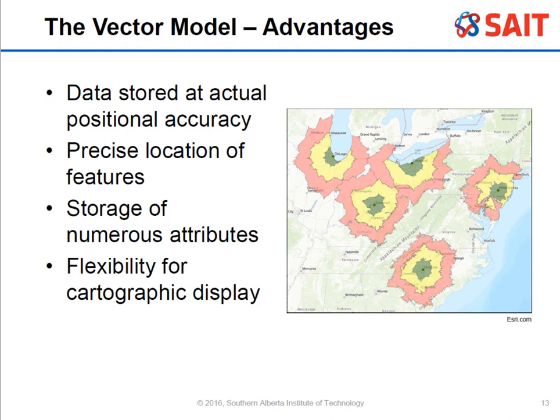Then there's the storage of numerous attributes. So that is a great benefit of the vector model. If I'm trying to do some sort of classification of data, if I can find multiple attributes of a single item, it makes it easier for me to classify very complex data and come up with a much better solution. There's also the flexibility for cartographic display.